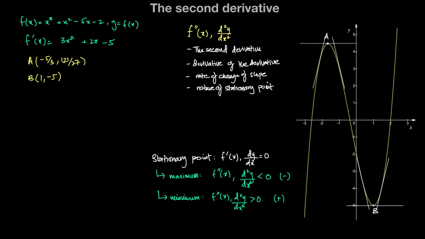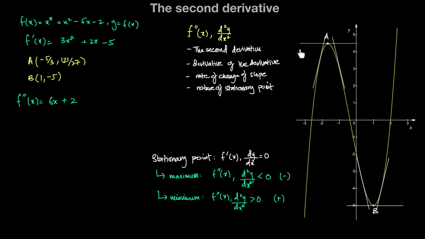So now let's show that A is indeed a maximum point and that B is a minimum point. We can start by finding the second derivative. The second derivative over here is the derivative of the derivative. So if we take the derivative of f prime of x over here, the derivative of 3x squared is simply 2 times 3x. That would be 6x, since again we multiply by the power and decrease the power by 1. And then we have 6x plus 2. That's the derivative of plus 2x over here. And the derivative of the constant term is 0. So we have the second derivative over here.